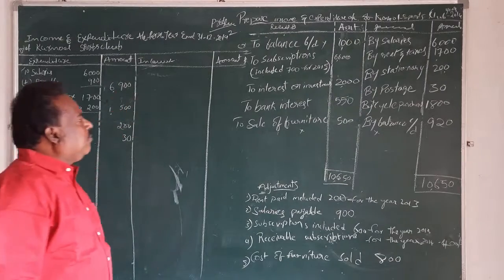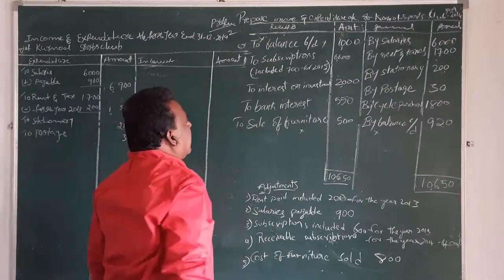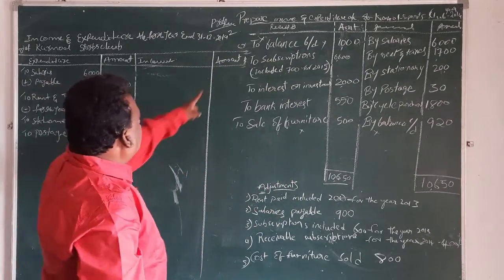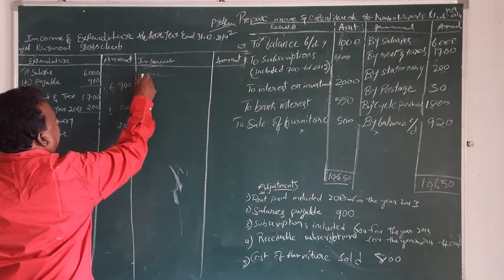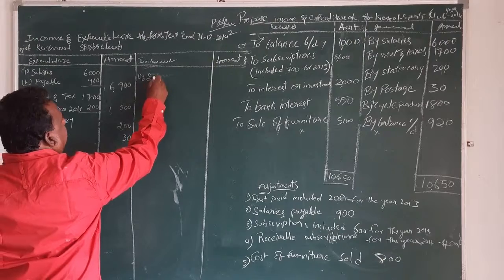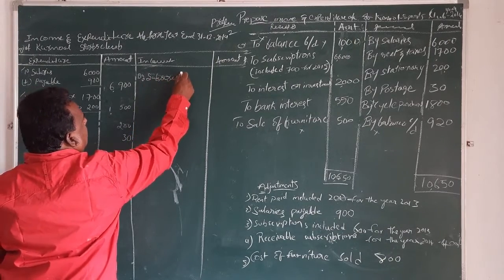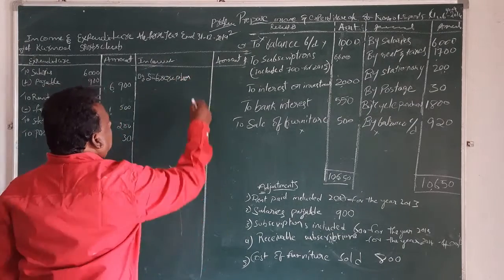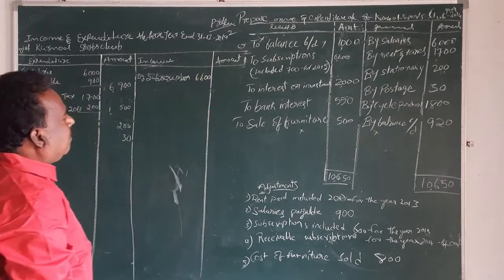Similarly, incomes. Balance is not taken into consideration. The opening balance is not taken into consideration. Next, subscriptions. By subscriptions. Three adjustments are there.